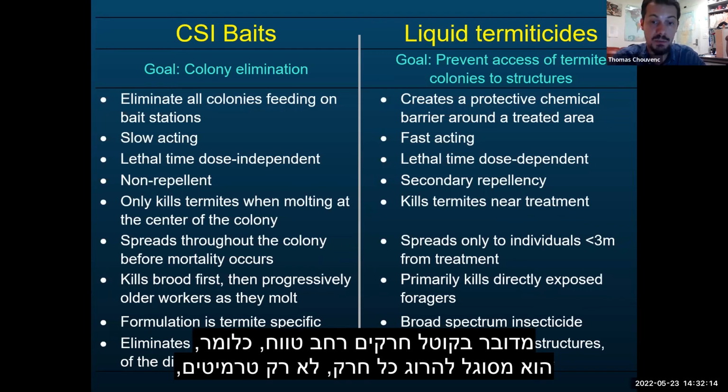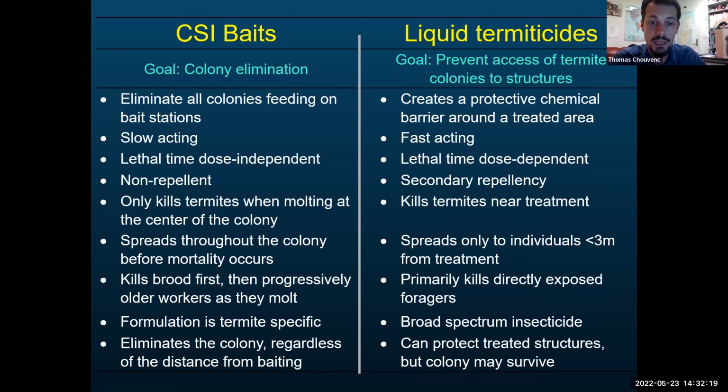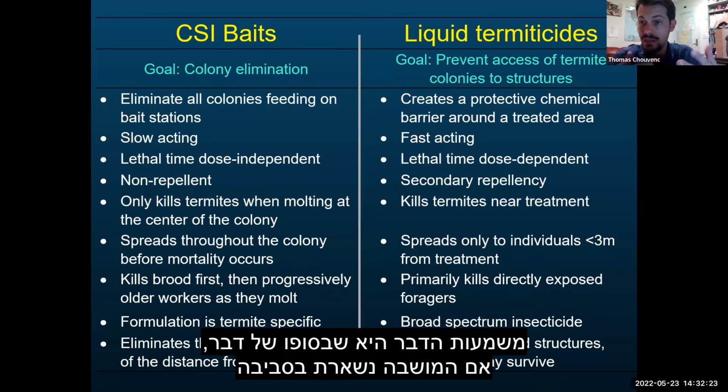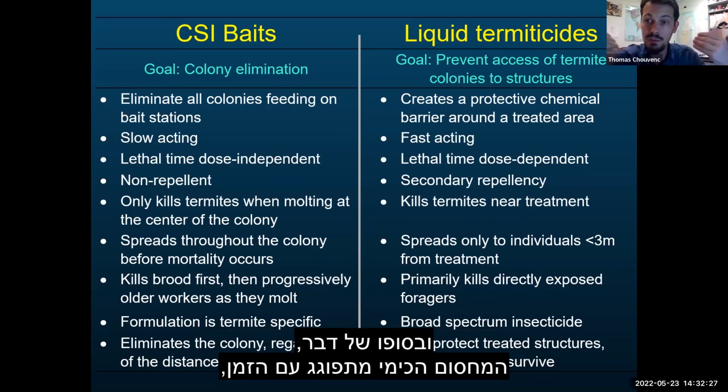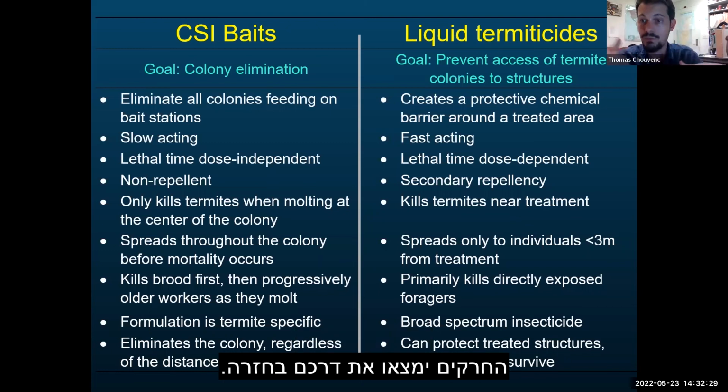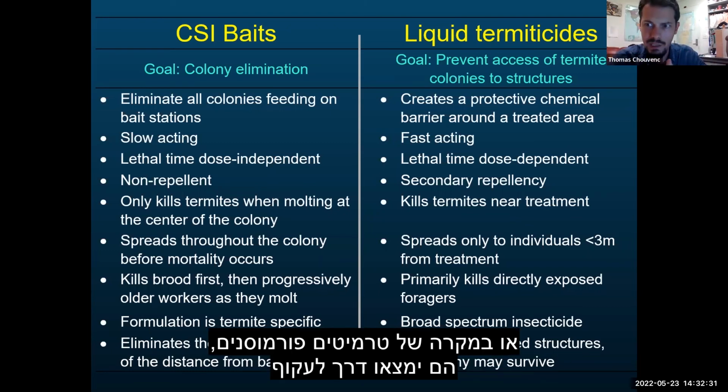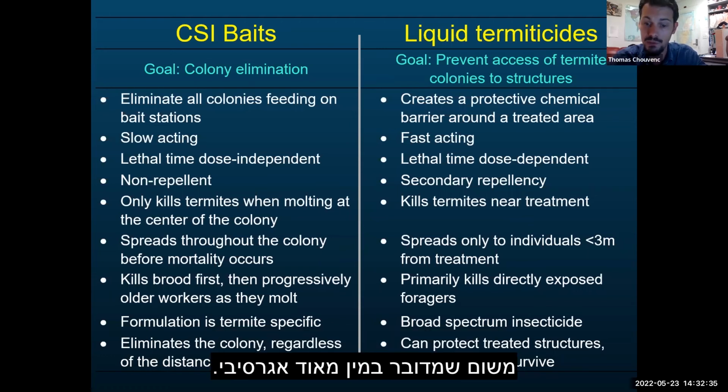It is a broad-spectrum insecticide, which means it can kill any insect, not just termites here. And the colonies can survive, which means that eventually, if the chemical barrier degrades over time, they will find their way back. Or in the case of Formosan subterranean termites, they will find a way around it because they're a fairly aggressive species.